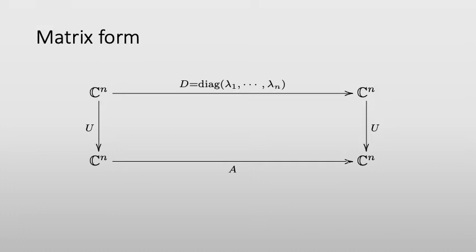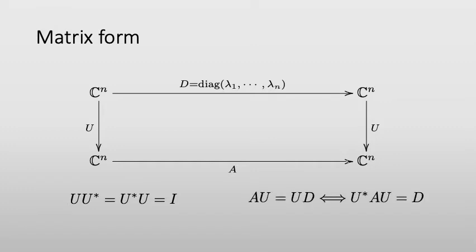Because the columns of U form an orthonormal basis, the matrix U is unitary. In other words, the product of U and its adjoint is equal to the identity operator. Now the operator A is unitarily equivalent to D. Another way to say that is the diagram commutes.